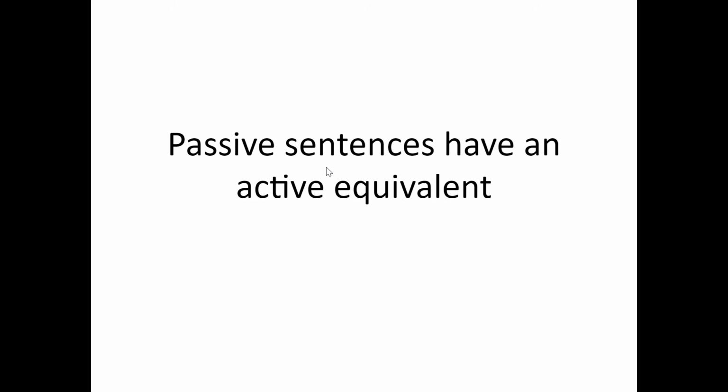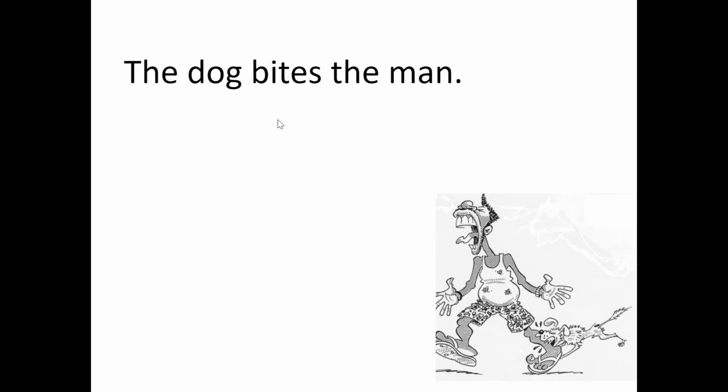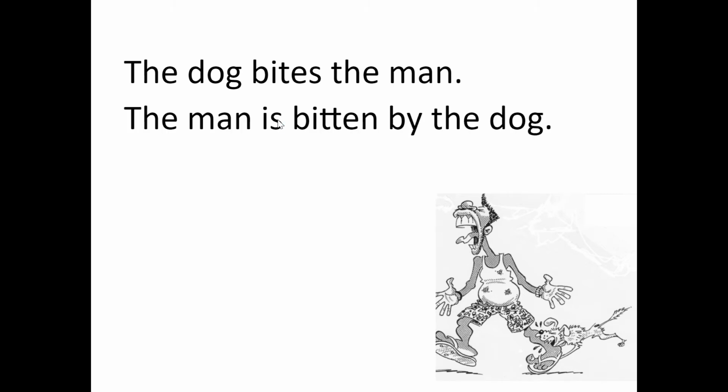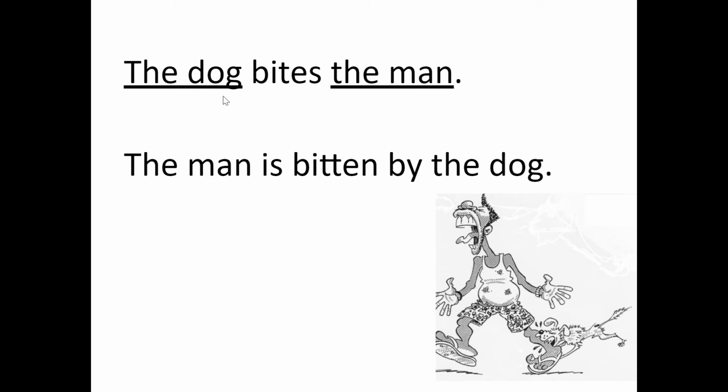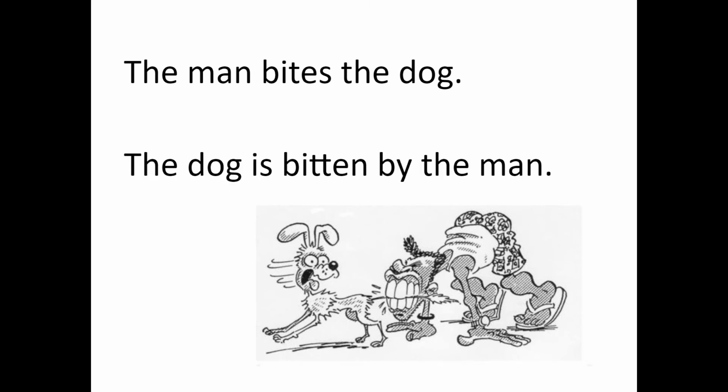Now, passive sentences always have an active equivalent. So, for example, the dog bites the man; the man is bitten by the dog. In this case, the subject, when we change it into the passive, goes behind the by at the end of the sentence, and the object moves to the front of the sentence to become the subject. So these two sentences have the same meaning. The dog bites the man; the man is bitten by the dog. And then here, the man bites the dog; the dog is bitten by the man. These two sentences have the same meaning, with the subject moving to behind the by and the object moving to the front of the sentence.